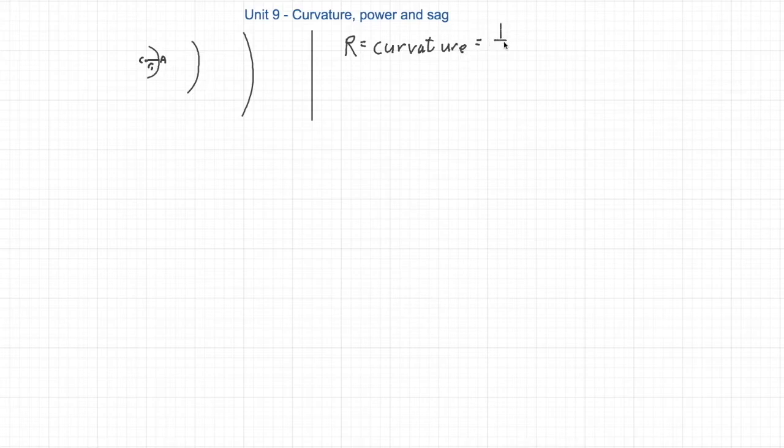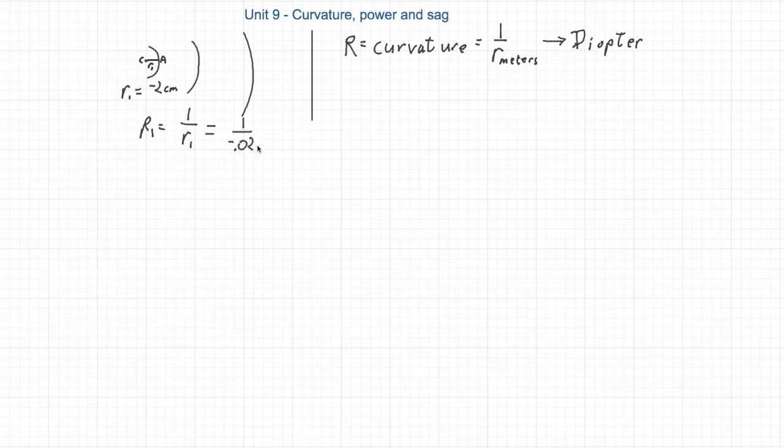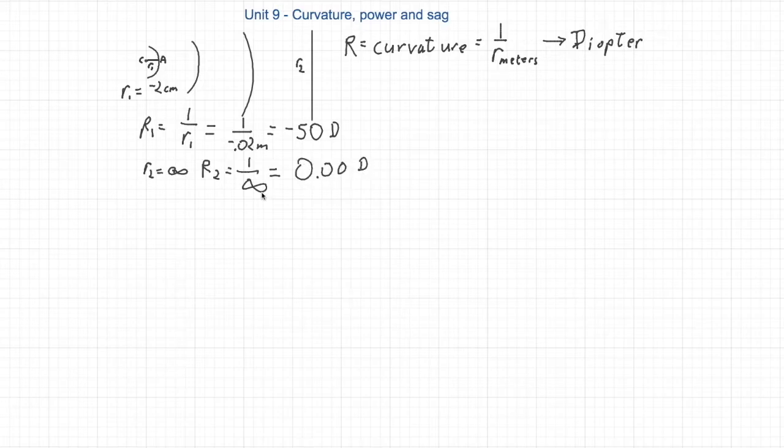Now, capital R is what we call the curvature, and its formula is curvature equals 1 over the radius of curvature measured in meters. Big R, the curvature, is measured in a unit called the diopter. So if little r sub 1 is equal to, let's say, -2 centimeters, the curvature of that wavefront equals 1 over minus 0.02 meters, which is -50 diopters. The flat wave has a radius of infinity, therefore its curvature equals 0 diopters. 1 over infinity is 0.